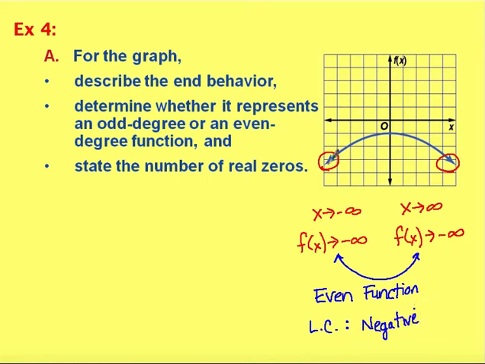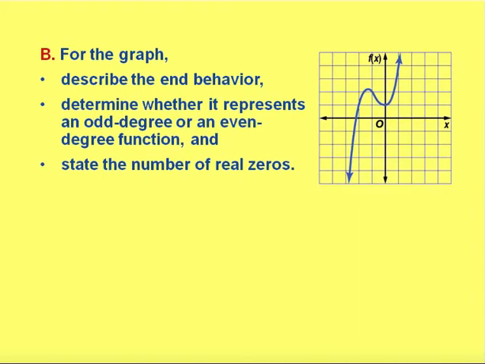Okay, so just by looking at the graph, I know that I'm going to have an even function. So it could be a 2nd degree, it could be a 4th degree, it could be a 6th degree. And I know that my leading coefficient is negative because the ends are going down. Let's look at another one like this.